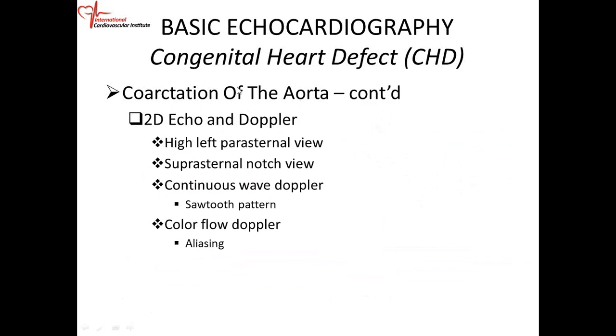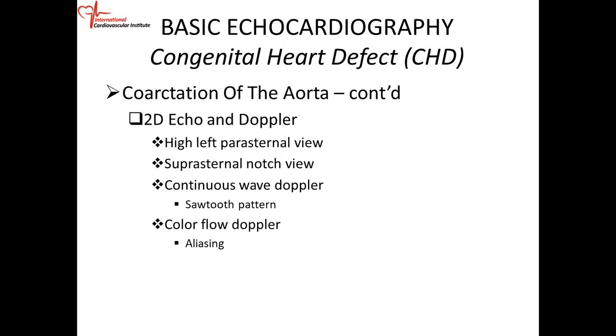So how do you use your echo and Doppler to make this assessment? Okay, so again, you have an obstruction, so you're going to get high velocity, high gradient. One of the views, you can use your high left parasternal view, but of course the suprasternal notch view is where the money is, because that's where you can see the obstruction. And then when you do your Doppler assessment, your color and your CW Doppler, you can just pick it up. The classic feature is the sawtooth pattern in your continuous wave Doppler.